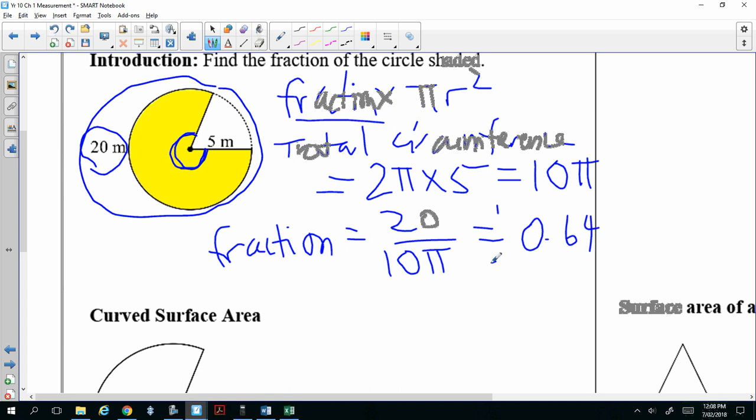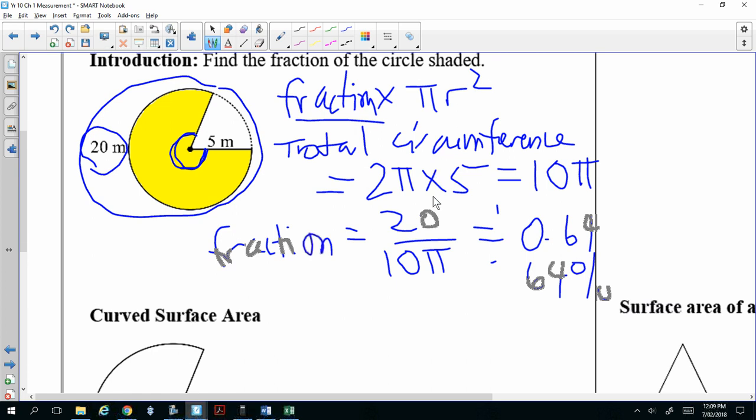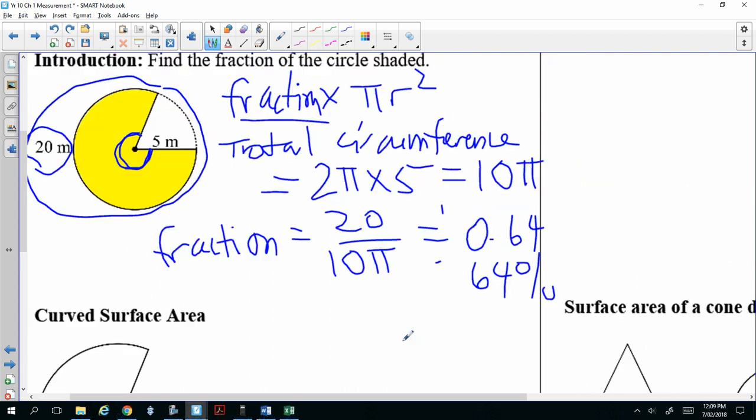Can you see I could get the percentage of the circle by dividing the length of this arc, 20, by the total circumference, which is 2 pi r. Okay, why do we use the 20? Because on the cone, I could work out the circumference of the bottom circle. That's why I could work out this. So let's develop a formula for that.